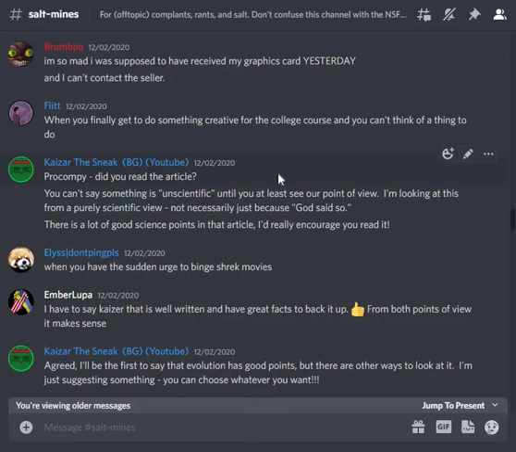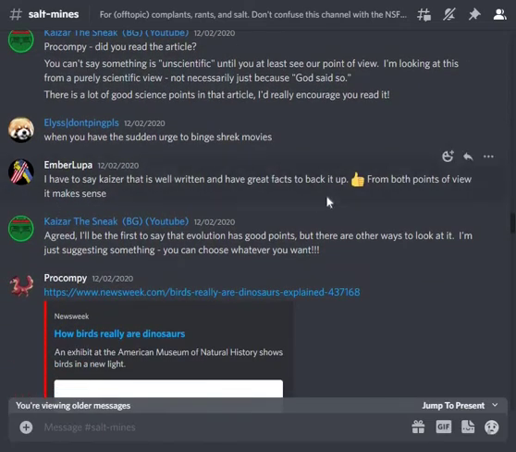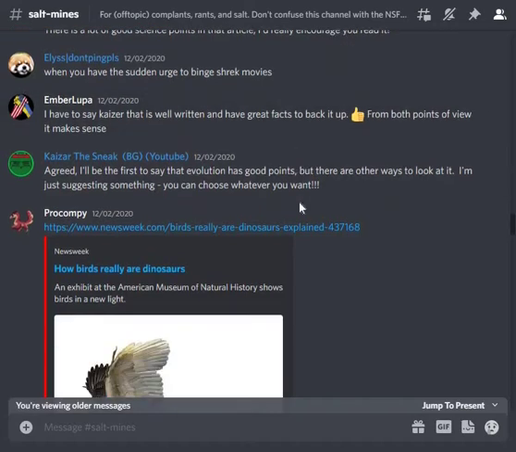And I'm not saying that this has to be a fact and this has to be true. There are some good points for evolution, but I am saying that from my point of view, I'm seeing a lot of science that is backing this up, regardless of the Bible or God. And Balupa says it is well written and some great facts to back it up. Thank you.